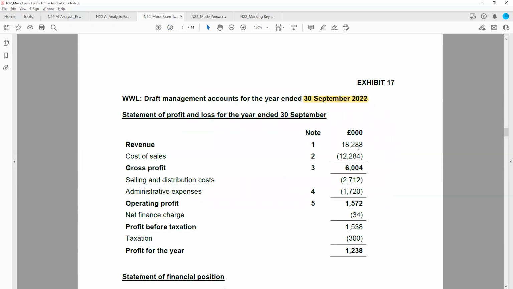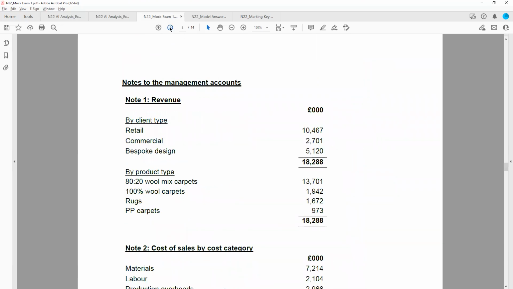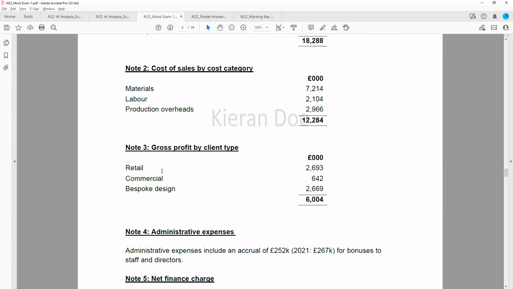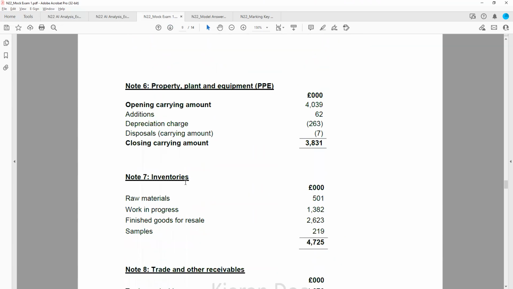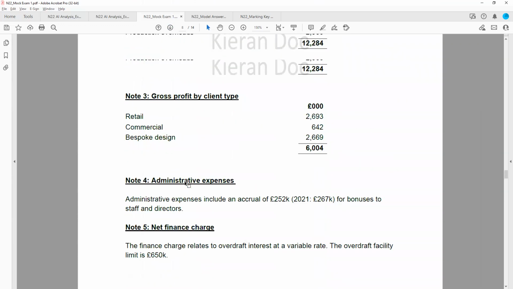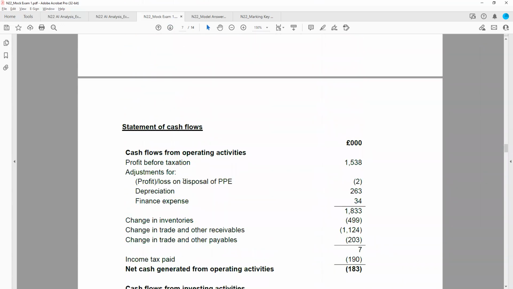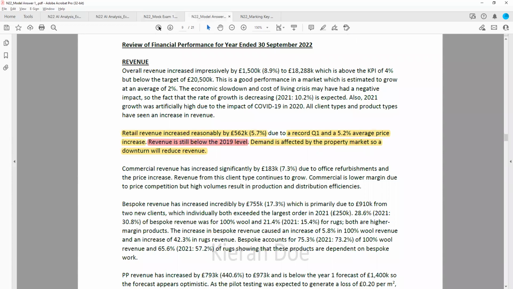And then I can go through and put in the numbers to see how the numbers have moved year on year and prepare my appendix. Obviously, we're doing revenue, gross profit and operating profit. And then we've obviously got the notes that we had in the AI. So we've got a breakdown by client type, product type, cost of sales, and gross profit by client type, and some information as well on admin expenses. And then the SFP, which might be useful if we're going to have to do some sort of analysis on cash. So, what I would do first of all is calculate my appendix.